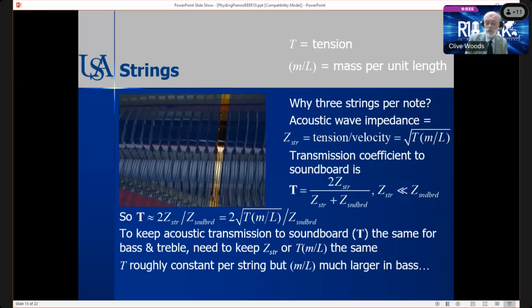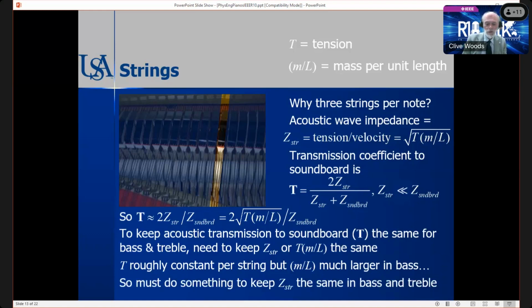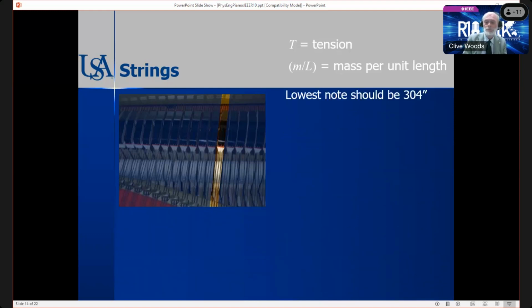But we've just decided that we want to have a linear density that's much larger in the bass. So how can we square that with saying that I want to keep the string acoustic impedance the same when the linear density is going to be much larger in the bass? We've got to do something to keep the string impedance the same in the bass and the treble, and this is how we do it.